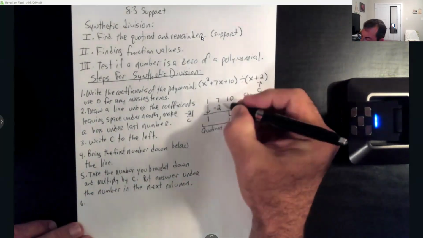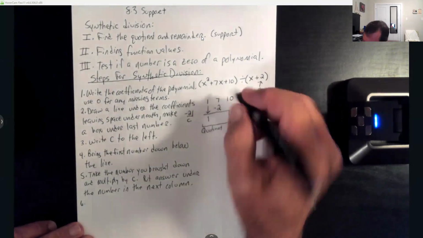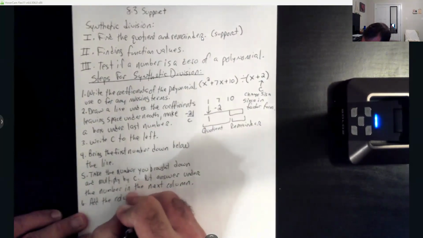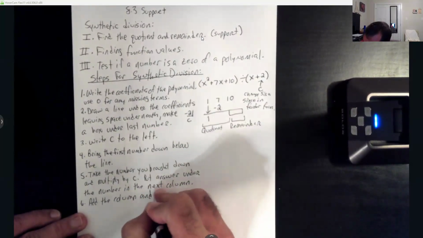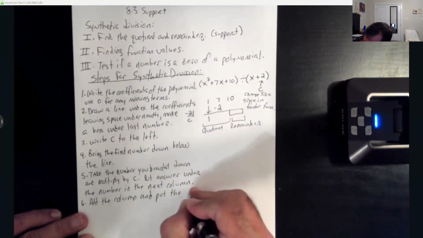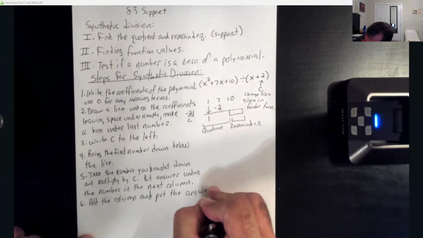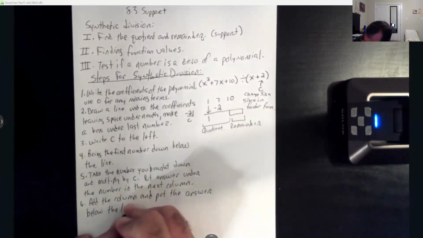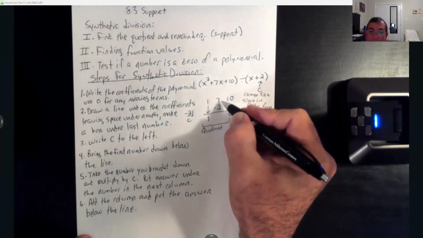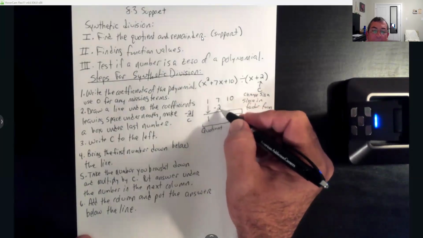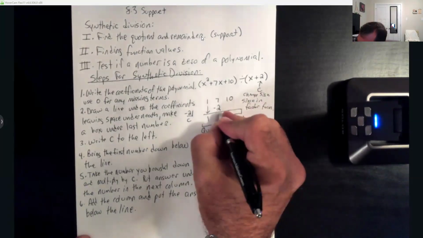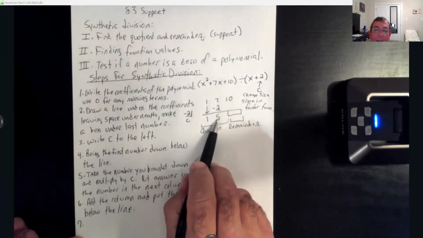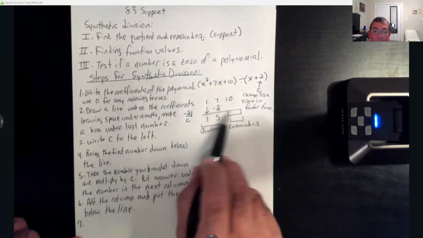So next, I'm going to add that column together. Add the column and put the answer below the line. So if I have a positive 7 added to a negative 2, that's going to give me a positive 5. So now the 5 is down here below my line.